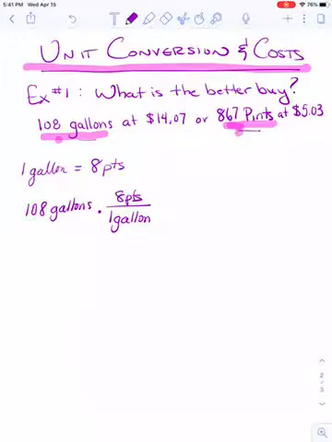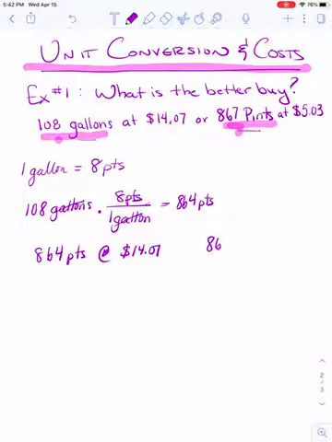Anytime you do unit conversion, you need to make sure that your units in a diagonal match so that they cross out and I'm left with pints. So I'm going to be taking 108 times 8 to convert these gallons to pints. Anytime you go from a big unit to a smaller unit, you should be multiplying. So this is 864 pints. So now I have 864 pints, and the amount of money didn't change.